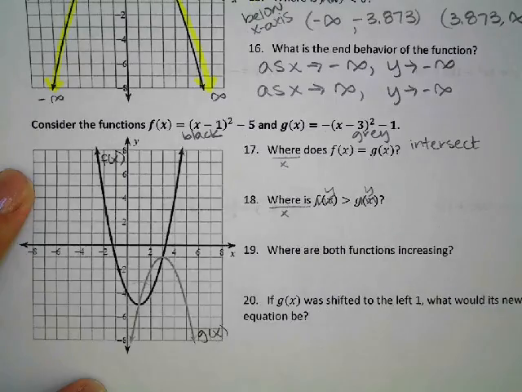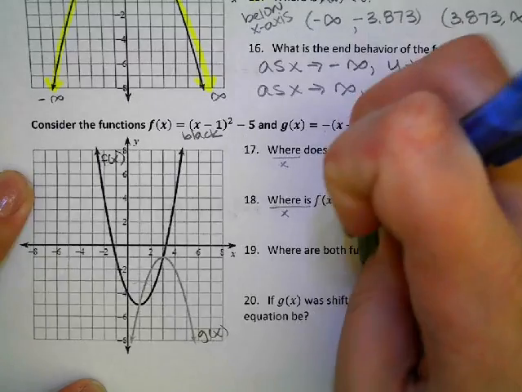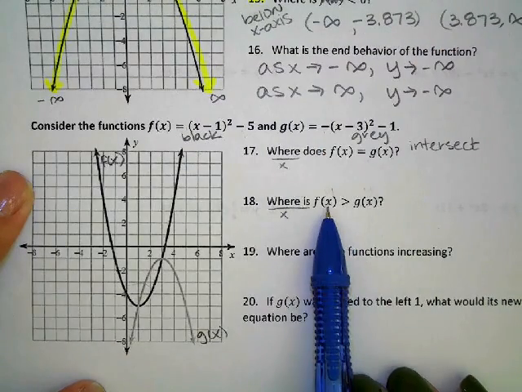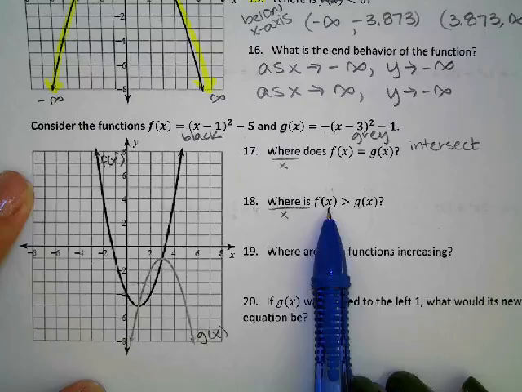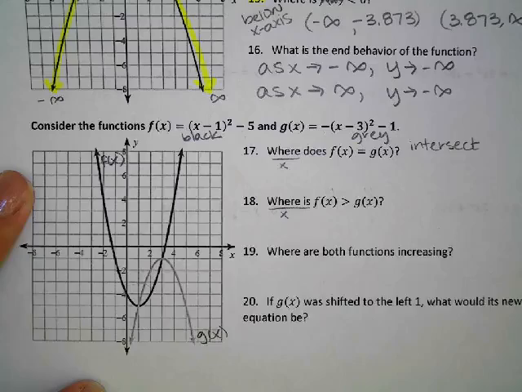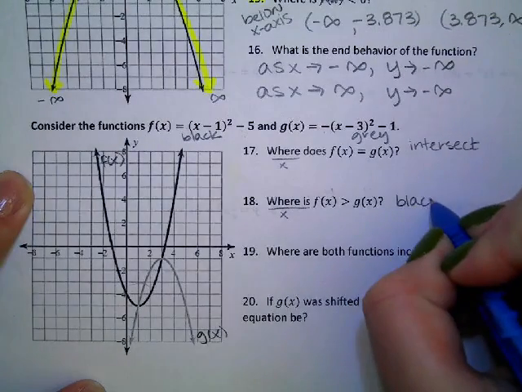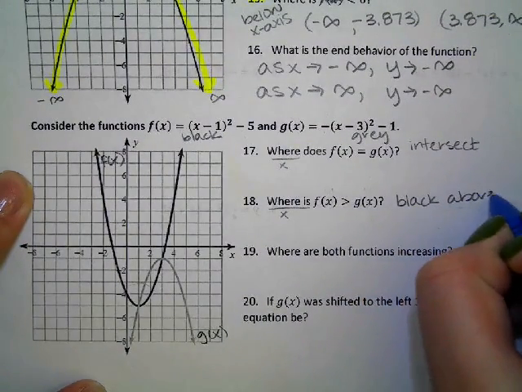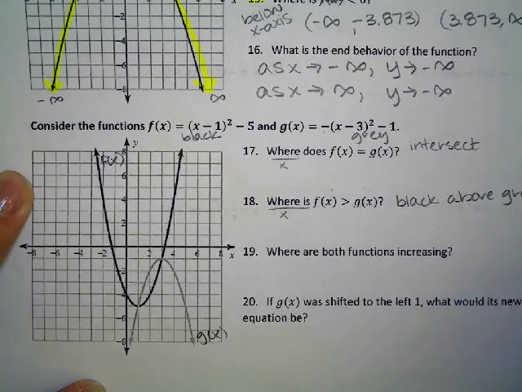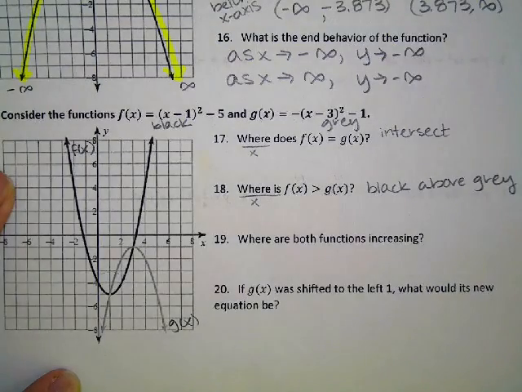So what x value tells you that the output of the black line is bigger than the output of the gray line, which for us, since it's a y value, it means where is the black line above the gray line? Where is the black line above the gray line? Where are both functions increasing? Where are they both slanted up to the right? And then we got a transformation question.